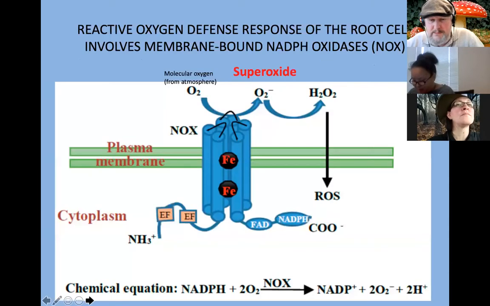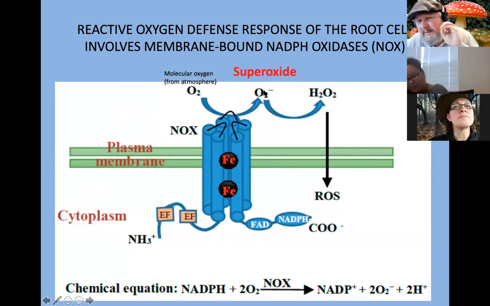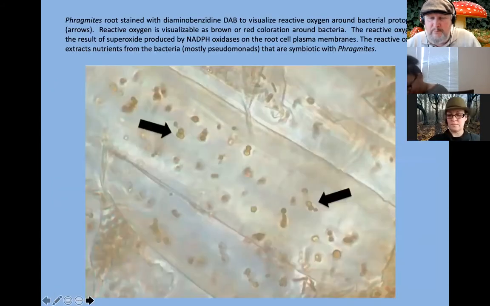Okay, so the enzyme that produces the superoxide is in the root cell membrane, and that is this enzyme called NOX, or NADPH oxidase. And this enzyme actually will take oxygen from the air, produce superoxide, and that superoxide is what will hit those bacteria with. And I'll explain that more.